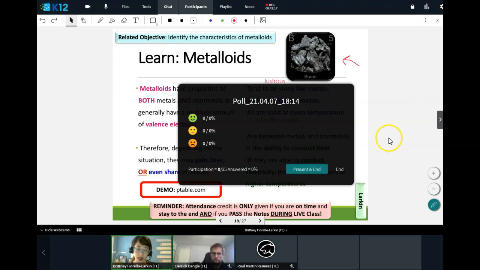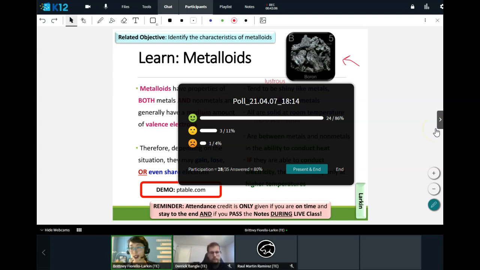Go ahead, give me a smiley, medium, or sad face based on how you feel about that. Again, metalloids are just in the middle. They're in the middle in terms of valence electrons. They're in the middle in terms of properties. Okay, yeah, so you understand what they are. They're still a little bit confusing. That's totally fine. I hear you.